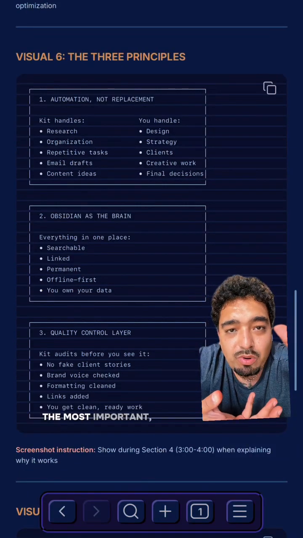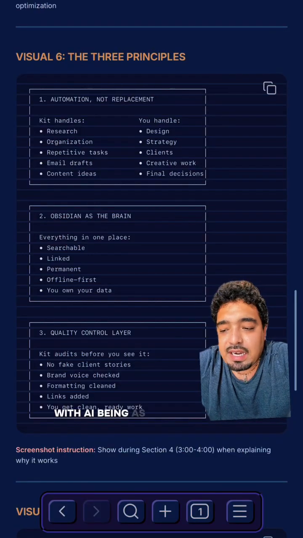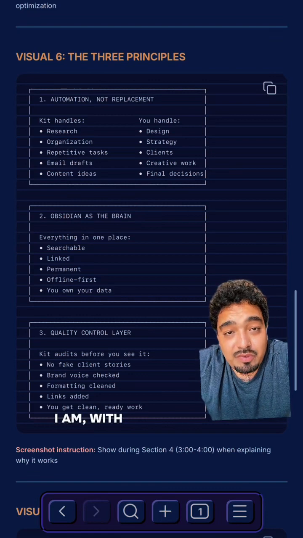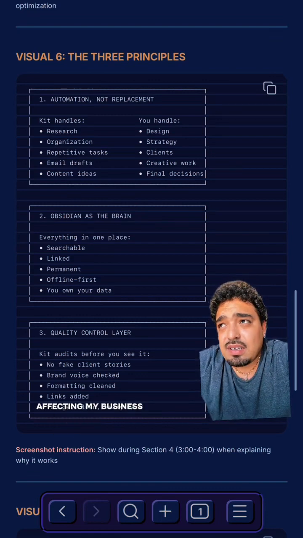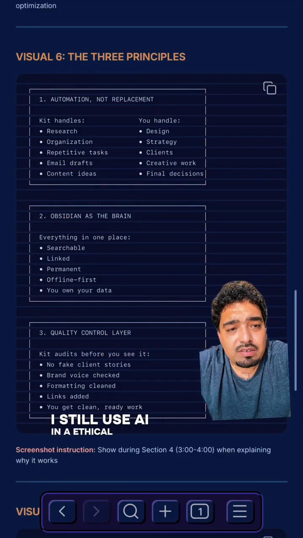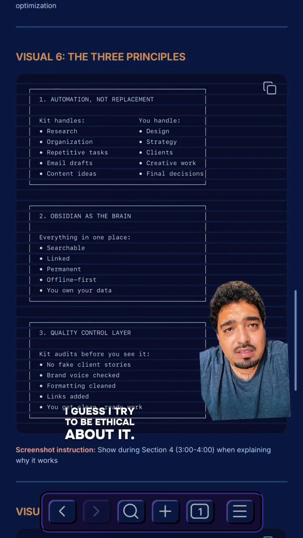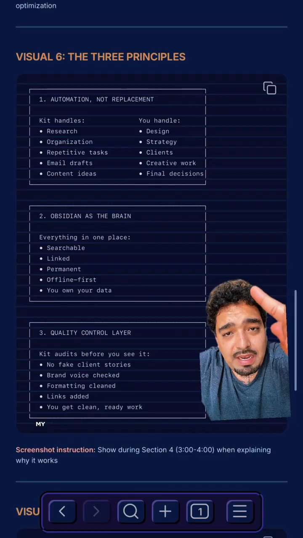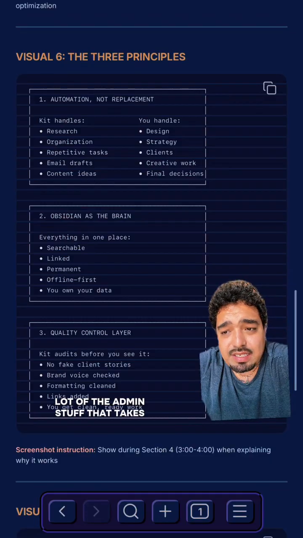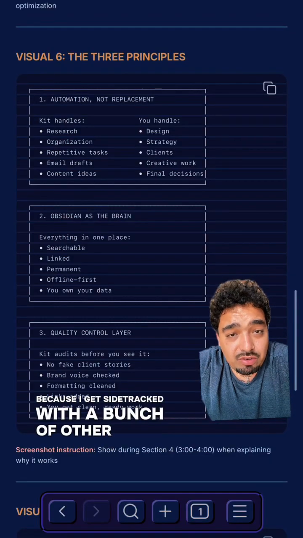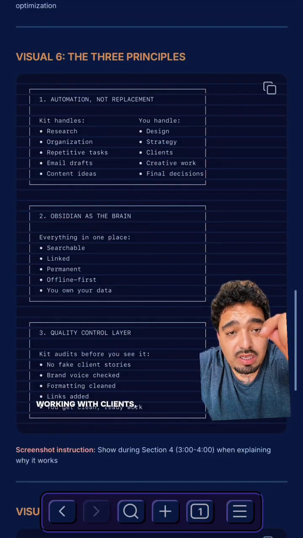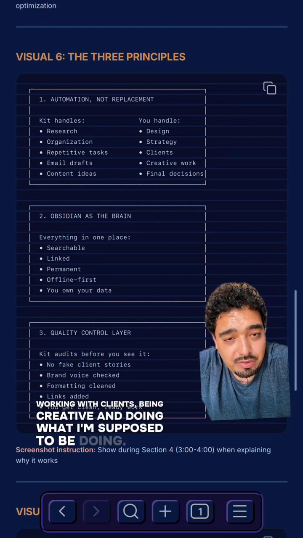And this is probably the most important, I think, with AI being as invasive as it is currently. And with me being a designer, and it affecting my business and my ability to make a living, I still use AI in an ethical sense, I guess. I try to be ethical about it. This is the 3 principles I use. My AI handles research, organization, repetitive, a lot of the admin stuff. That takes a lot of my time because I get sidetracked with a bunch of other stuff that I shouldn't be doing. It gives me a lot more time to handle design decisions, strategy, working with clients, being creative, and doing what I'm supposed to be doing while I'm here.